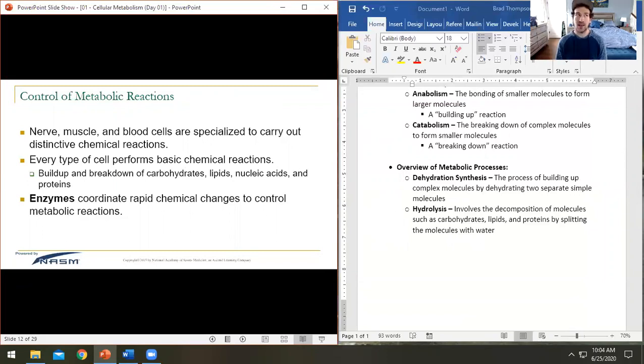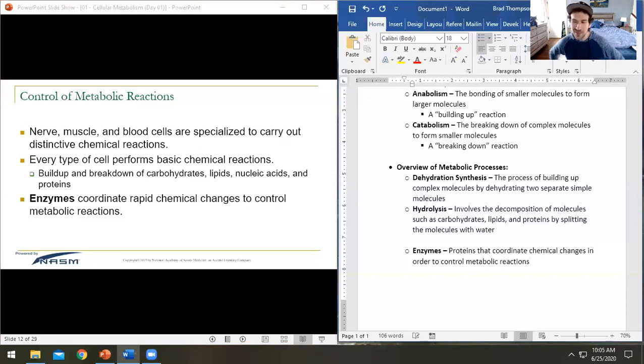But how do they actually know how to kick stuff off? How does your cell know that there's some glucose over there and it should go ahead and dehydrate that sucker so it can break it down? How does your body know how to do all that stuff? Well, it has these really cool little proteins that are called enzymes. Enzymes are actually an example of protein, so your body makes its own enzymes. Enzymes are proteins that coordinate chemical changes in order to control metabolic reactions. Enzymes are really cool.